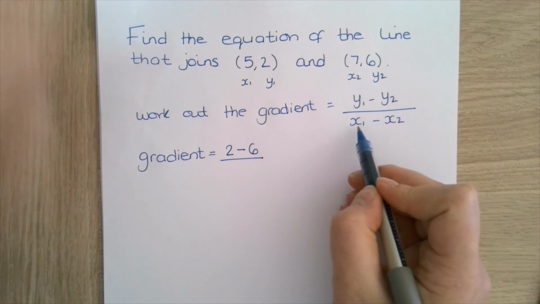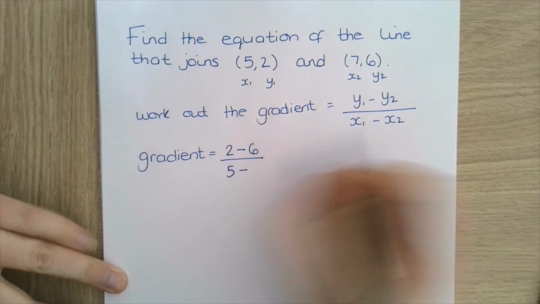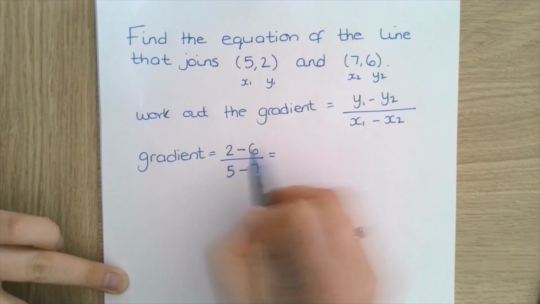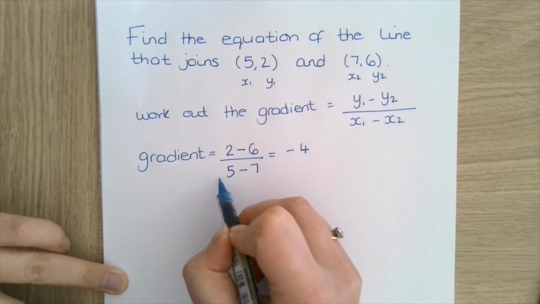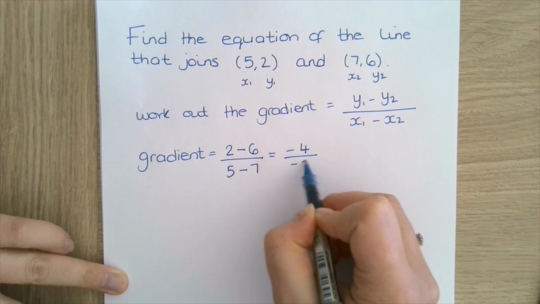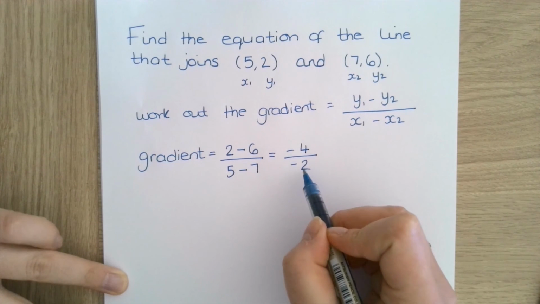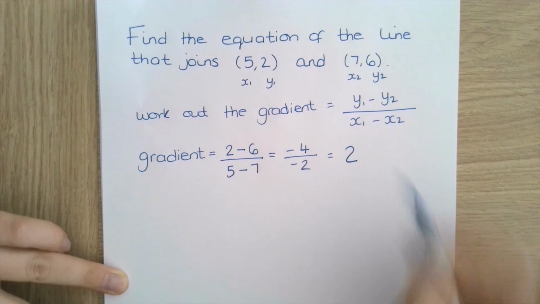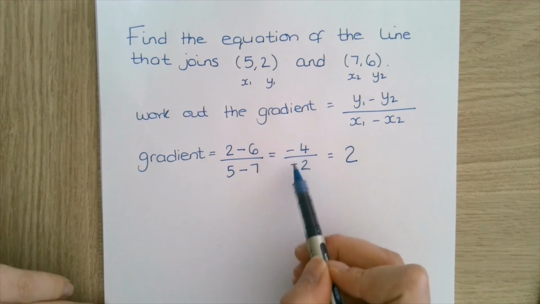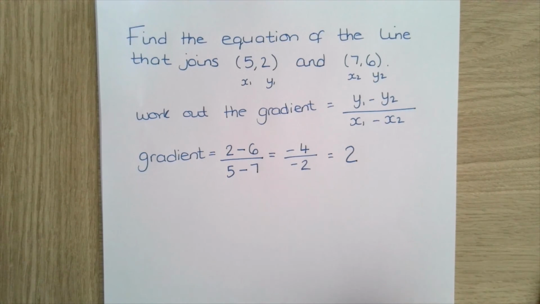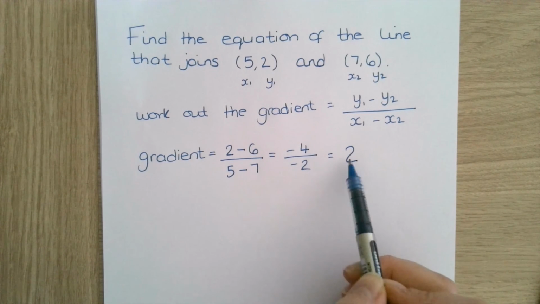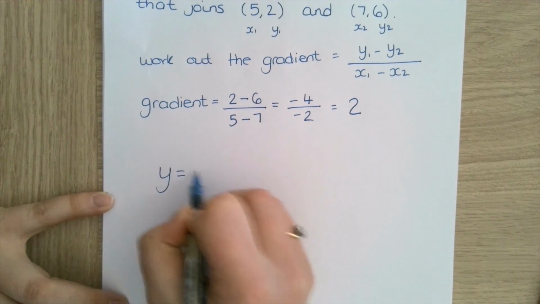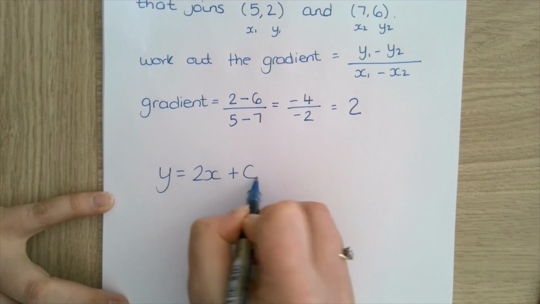Over x1, which is 5, minus x2, which is 7. So 2 minus 6 is -4. 5 minus 7 is -2. -4 divided by -2 gets me a positive value of 2. Negative divided by negative gets me a positive result. 4 divided by 2 is 2. So now what I've got is y equals 2x plus c.